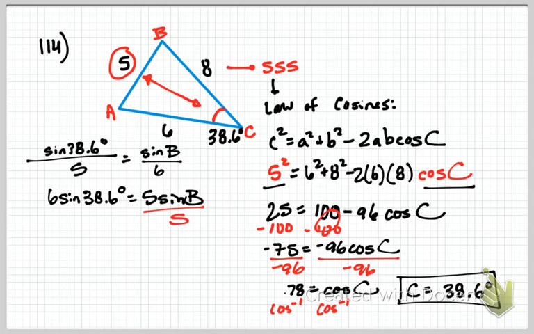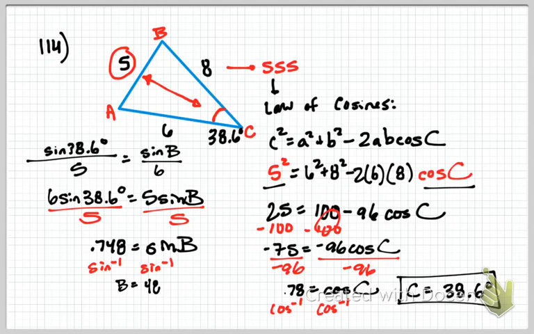6 sine of 38.6 equals 5 sine of B. Divide each side by 5. 6 sine of 38.6 divided by 5, 0.748 equals sine of B. Now we can take the inverse of each. Sine inverse. B is equal to about 48.5 degrees. Alright, so that's B and C.